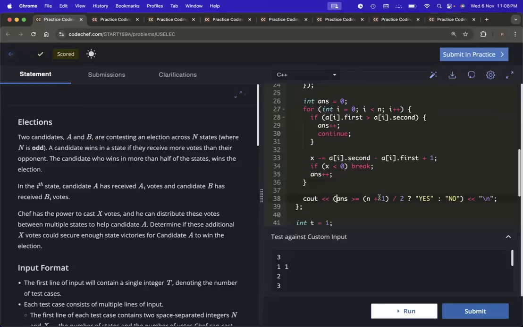And eventually, you would like to have this answer, that is the number of states you have won, being greater than or equal to half of the number of states which were there.